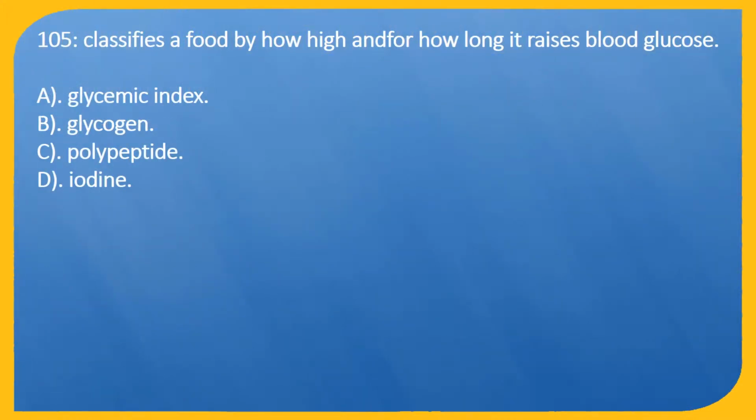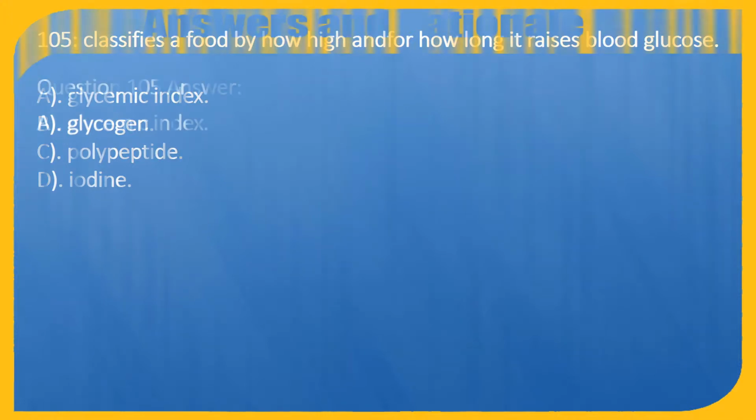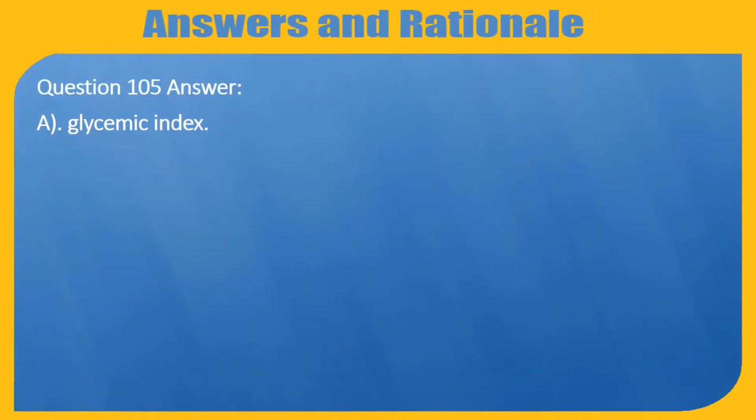Question 105. Classifies a food by how high and for how long it raises blood glucose. A. Glycemic index. B. Glycogen. C. Polypeptide. D. Iodine. Question 105 Answer, A. Glycemic index.